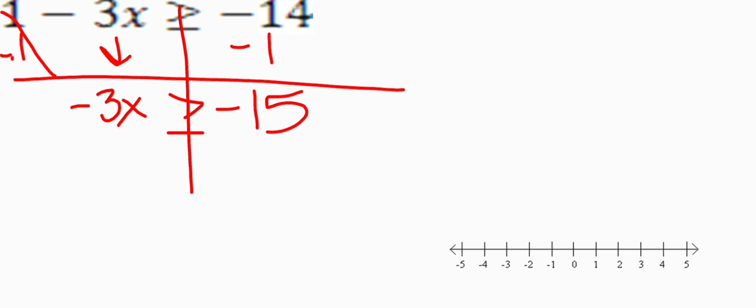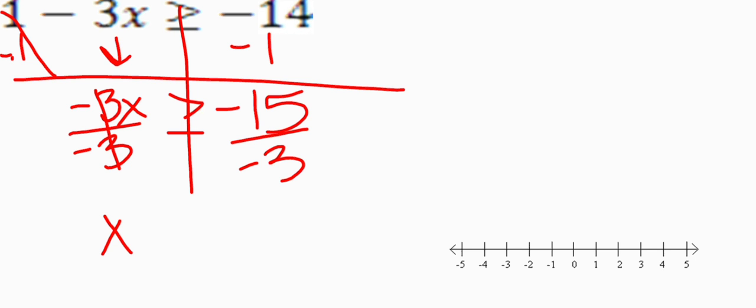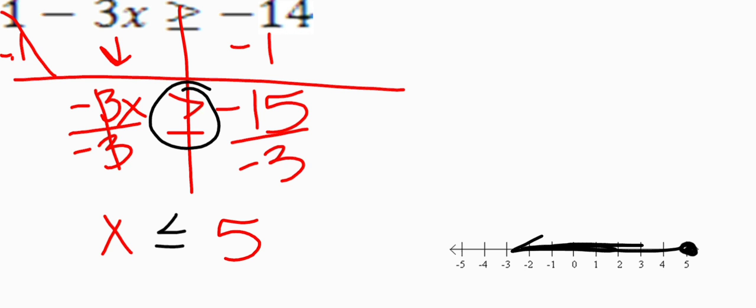Now I need to do the inverse operation of multiplication, which is division. So -3 divided by -3 is 1. -15 divided by -3 is 5. But notice, I divided by a negative number, so that means I have to flip my sign. It's an "or equal to," so I'm going to have a solid dot on the 5. And after flipping the sign, it says x is less than or equal to 5. So I'll shade to the left.